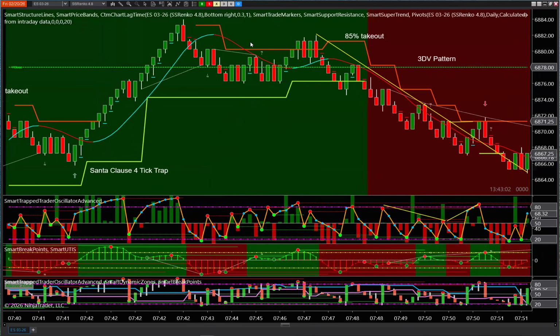Let's talk about it here. So the new pattern, it's not new. Rob's traded it forever. We're going to call it a 3D V pattern. It's a three dot, 1, 2, 3 dot, and then Trapped Trader Oscillator is moving up, but doesn't break structure. Three dots down, a dot higher, that creates the V, and we want to hook at or inside this, which we did, so we have a winning entry there.